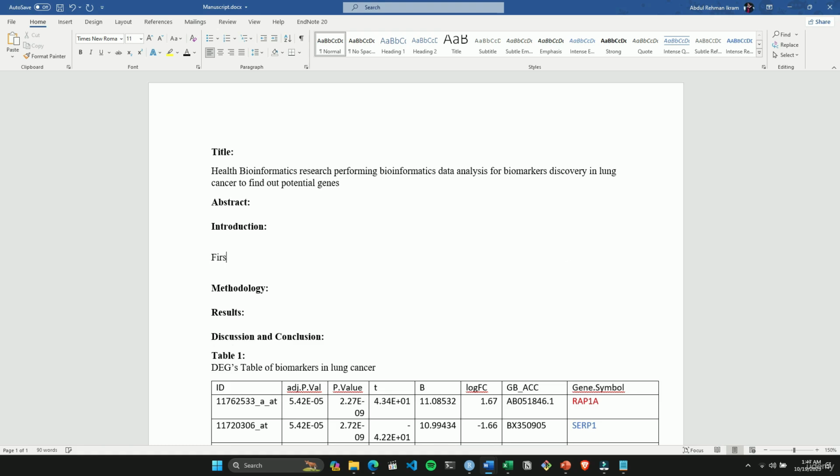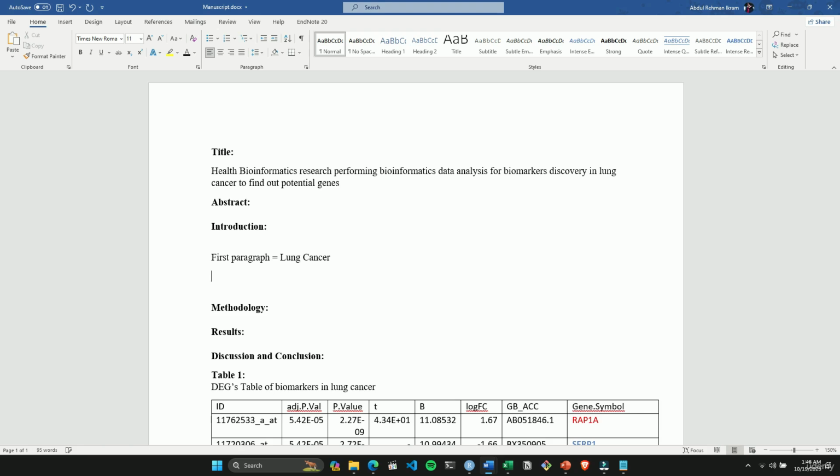So the first paragraph should be about your disease that you are studying. Ours is lung cancer, so we will write the paragraph on lung cancer. It is according to your own need. If you don't want to, you can change this.